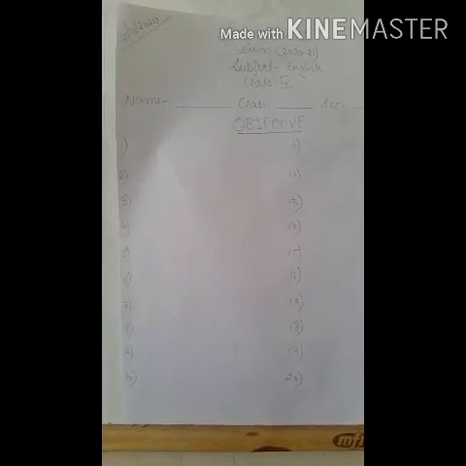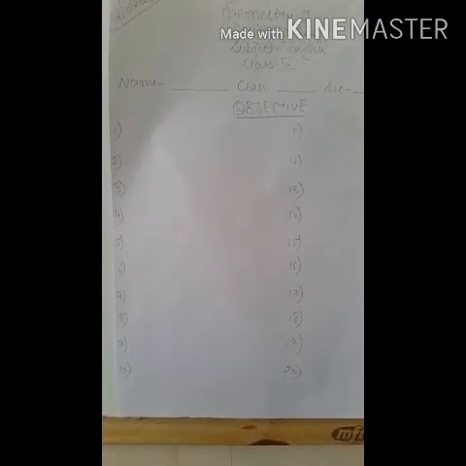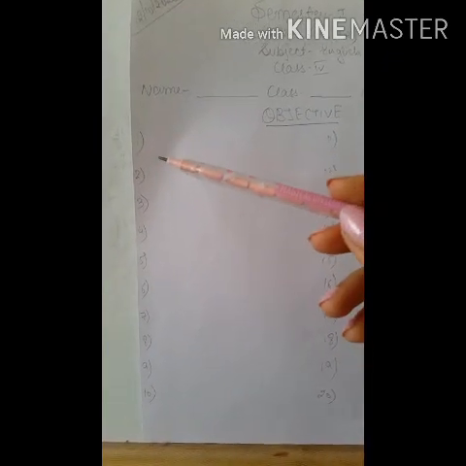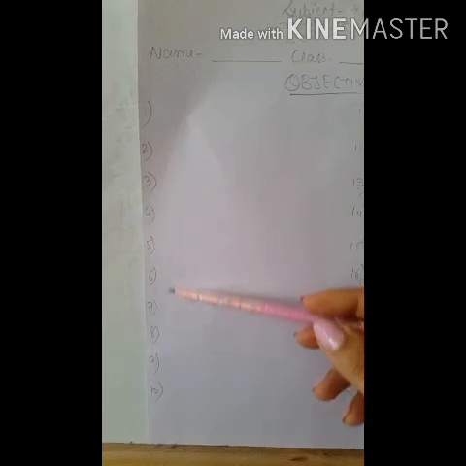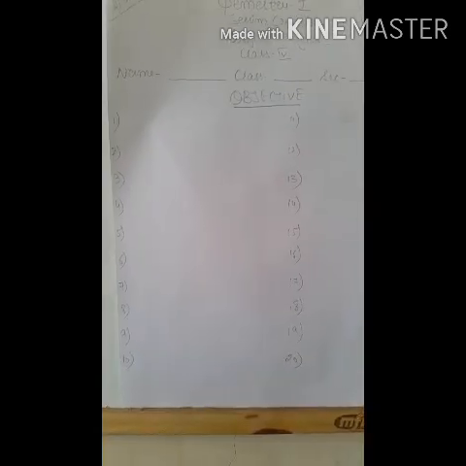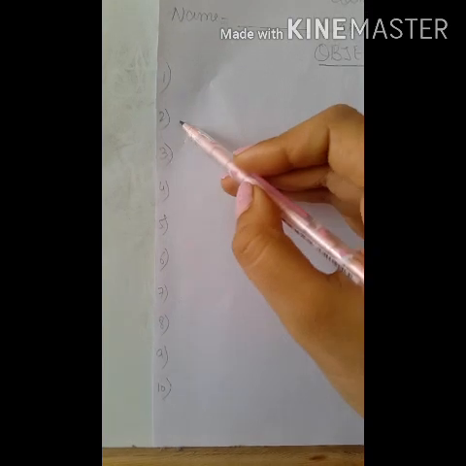Your objective type paper is of 20 marks and you will be having 20 questions in it. So you can write the serial numbers in advance, like I have written 1 to 20, and when you attempt your paper it will be easy for you. You can simply mention the correct option here for all the 1 to 20 questions.